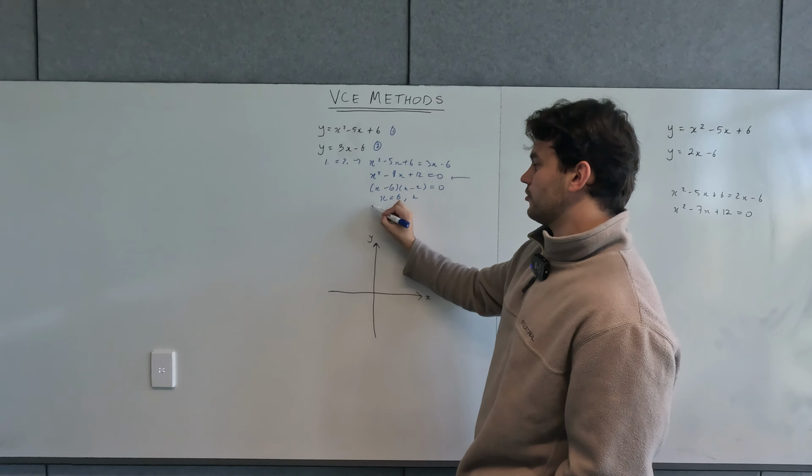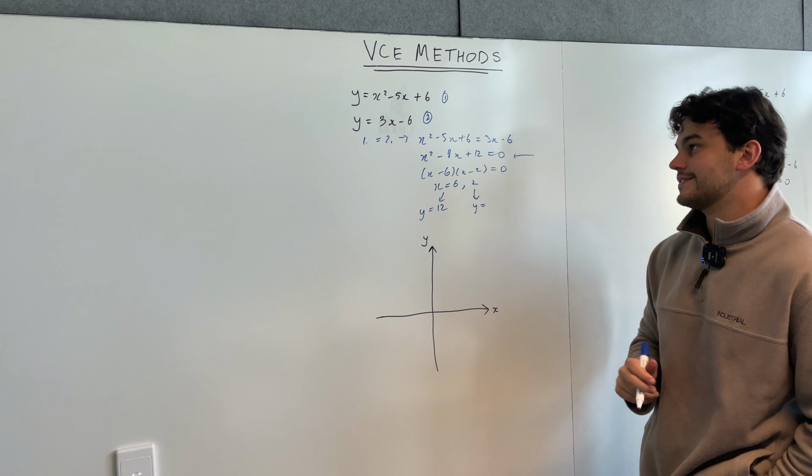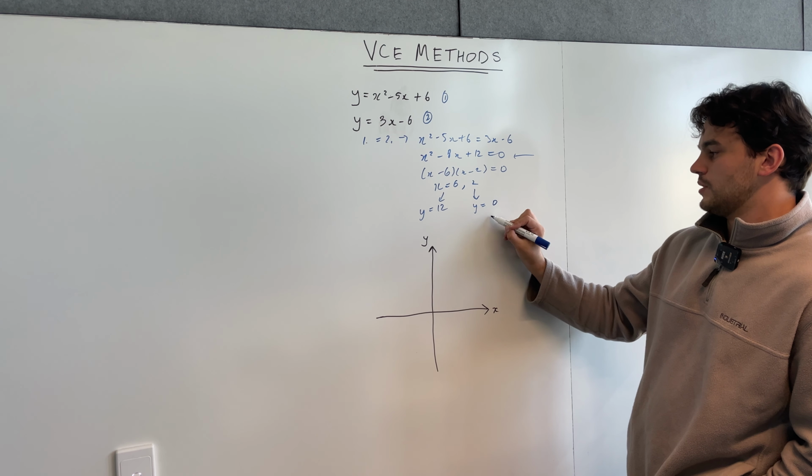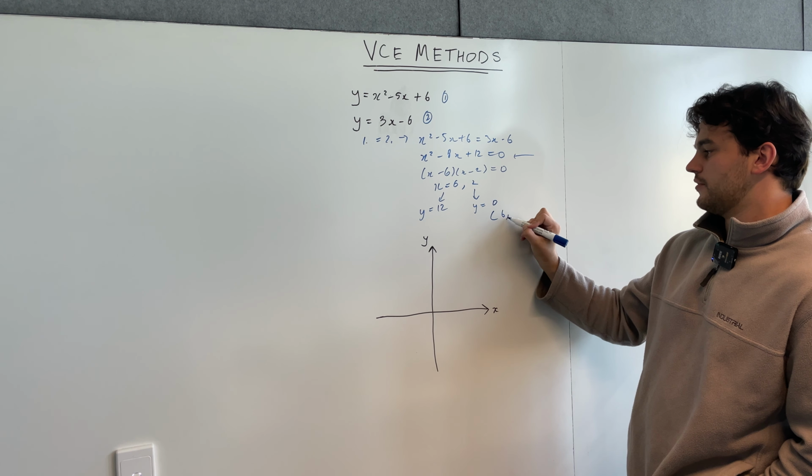So x is equal to 6 in equation 2. What we get is y is equal to 3 multiplied by 6, which is 18, minus 6, which is 12. And then for the 2, y is equal to 3 multiplied by 2, which is 6, minus 6, which is equal to 0. So we have two intersections in this case. We have (6, 12), and we also have (2, 0).